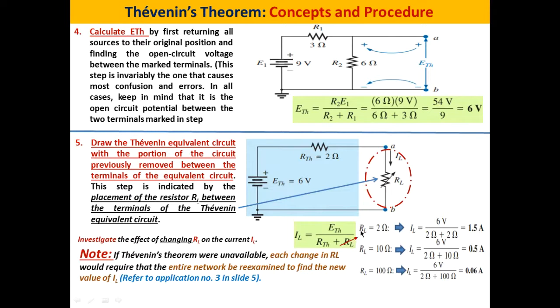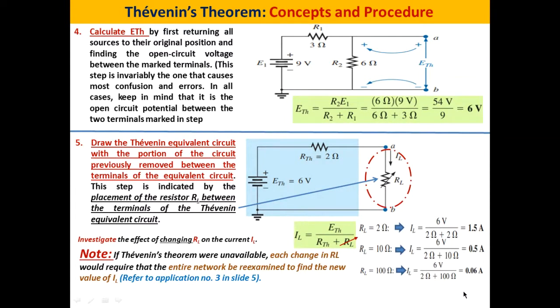So we change RL. RL equals 2, we can calculate IL equals 1.5 amps. For RL equals 10 ohms, IL is equal to 0.5 amps. And for RL equals 100 ohms, IL is found to be 0.06 amp.